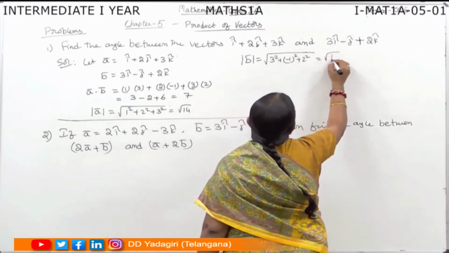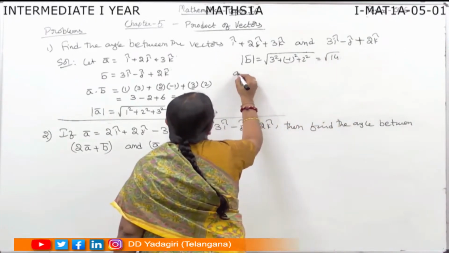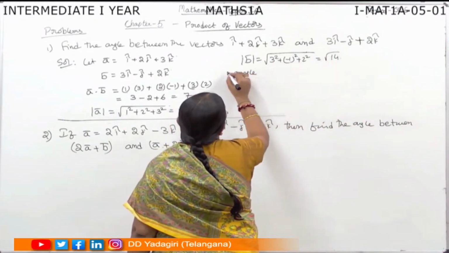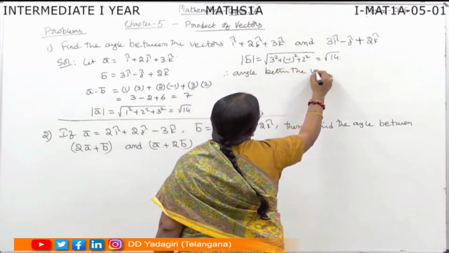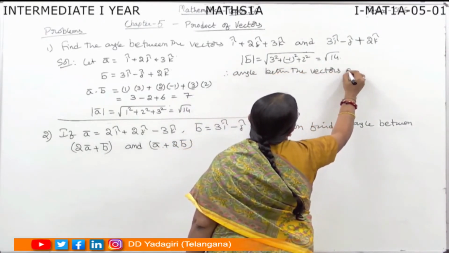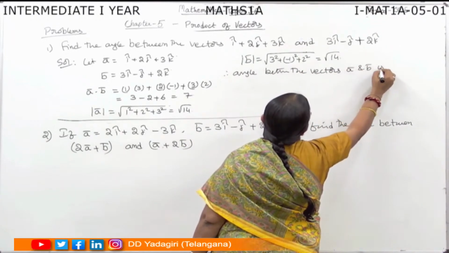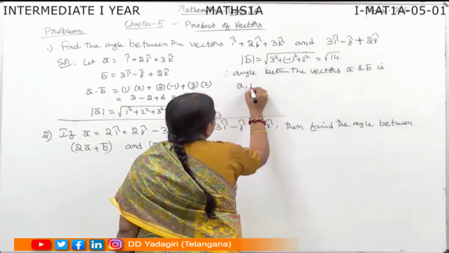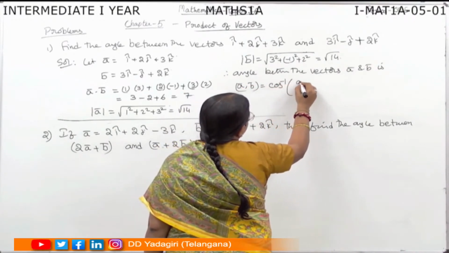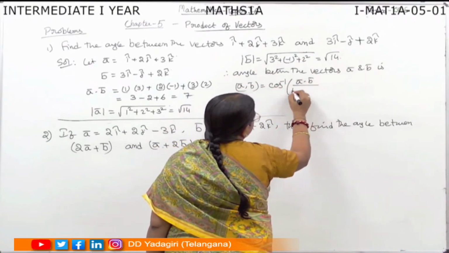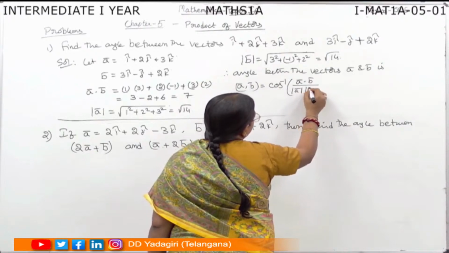This is also root 14. So the angle between the vectors A and B is given by the formula cos inverse of, first write the formula. For writing the formula, you get 1 mark. Mod A into mod B.